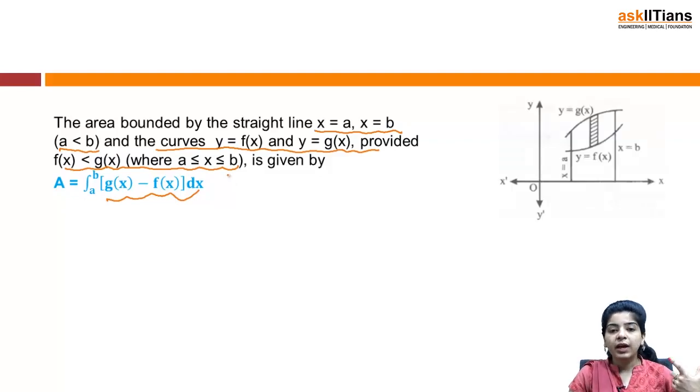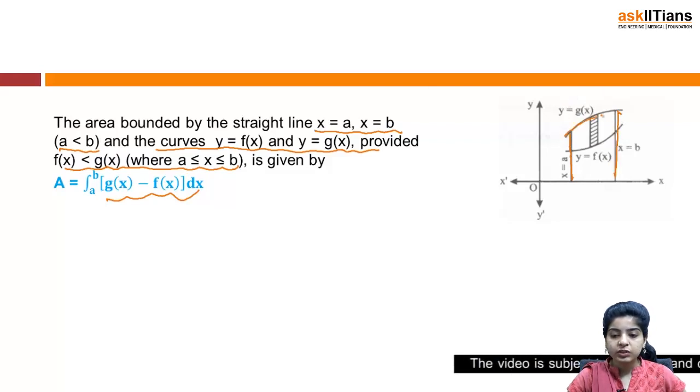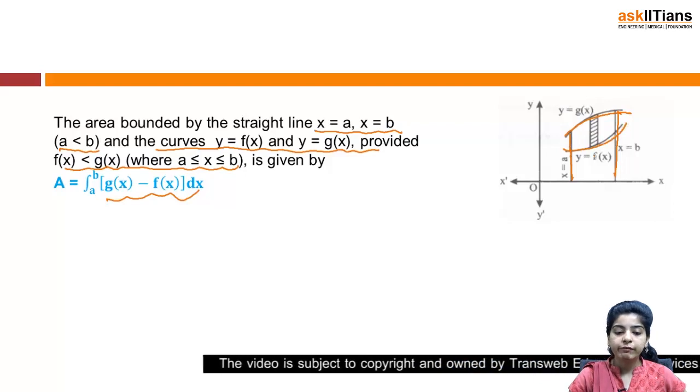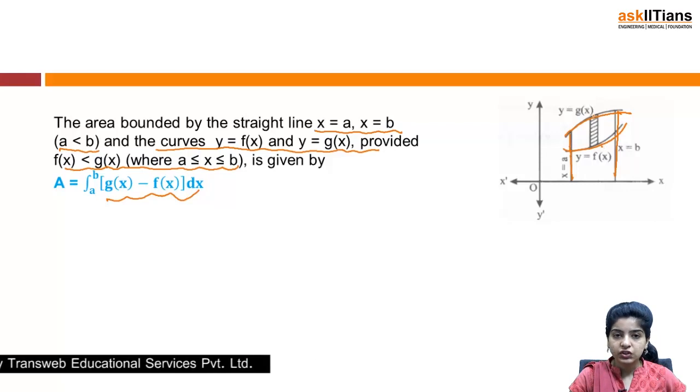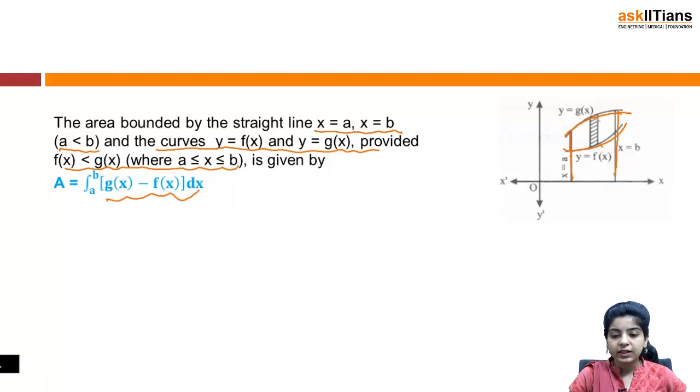See, the moment you have the figure in front of you, the picture is quite clear. Until and unless you draw the figure, you won't be able to find out these areas. So now we have the straight lines x equal to a and x equal to b. Then we have the curves y equal to g(x) and y equal to f(x). It's given f(x) is less than g(x), so this is f(x) and this is g(x). Then this entire area is what you are required to find out. This strip denotes the area that we are required to find out.